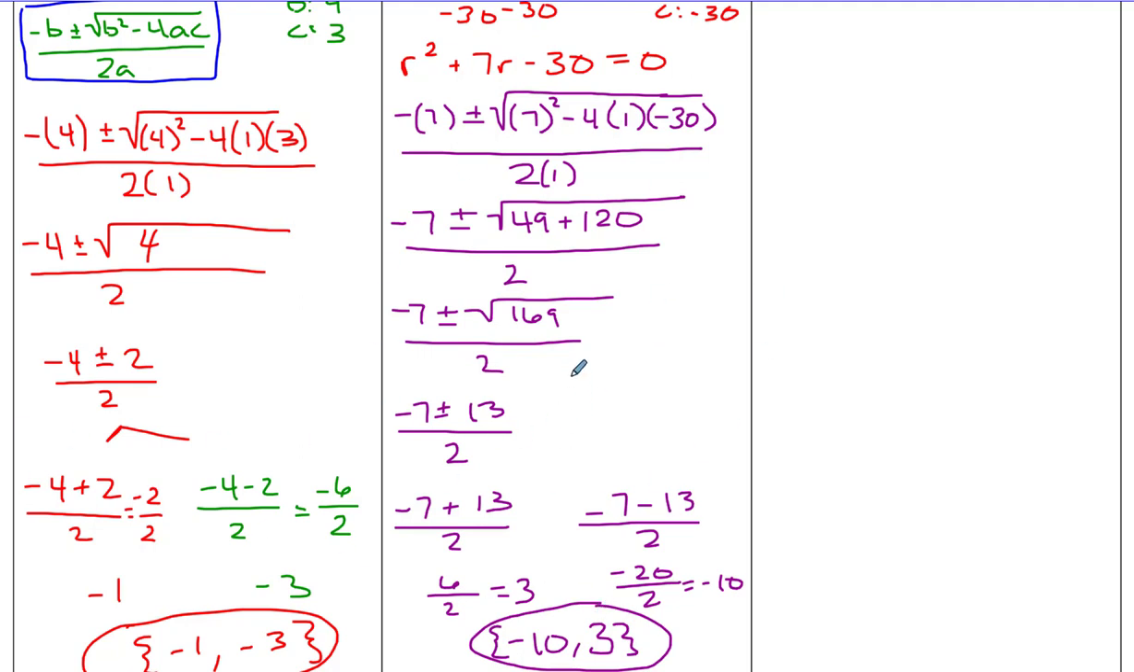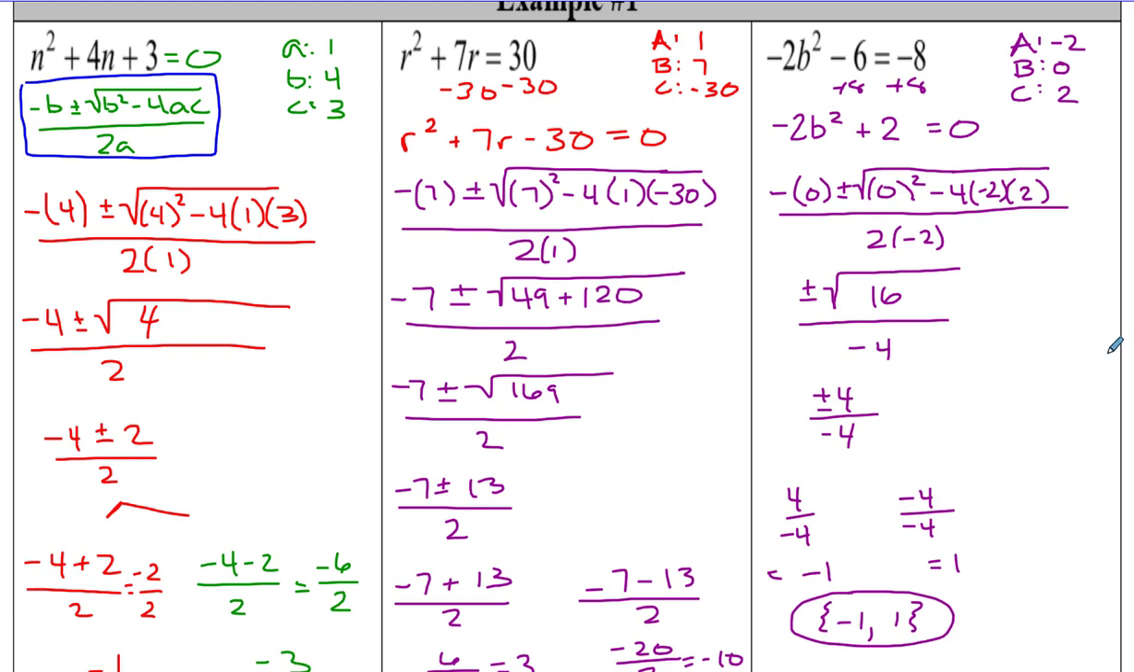Alright, so I hope you guys are getting this, understanding it. I'm going to go ahead and have you pause the video here, try the third one on your own, and then come back and see what we got. Alright, welcome back. So I hope you ended up with negative 1, comma 1 for your solution set.